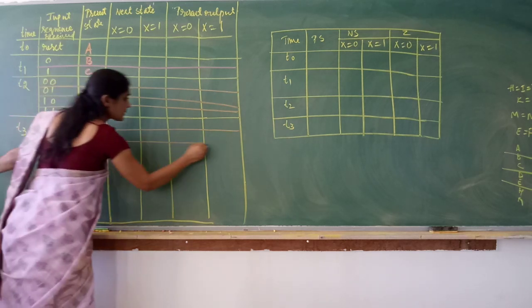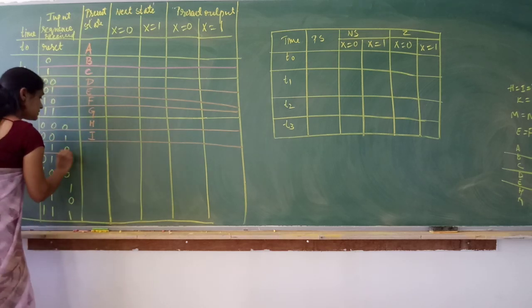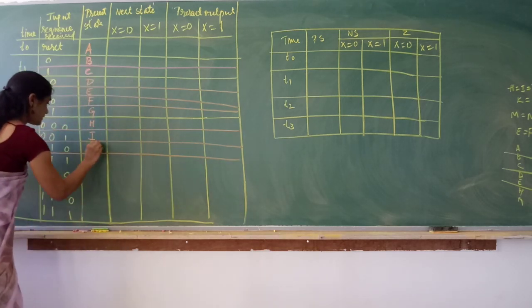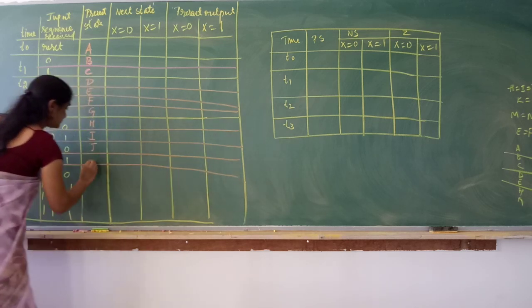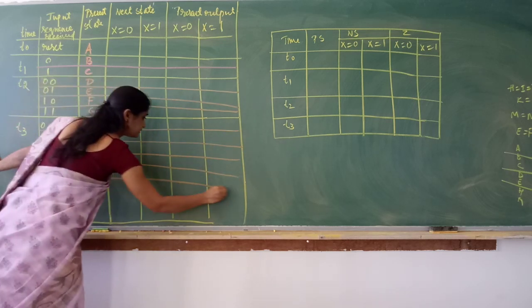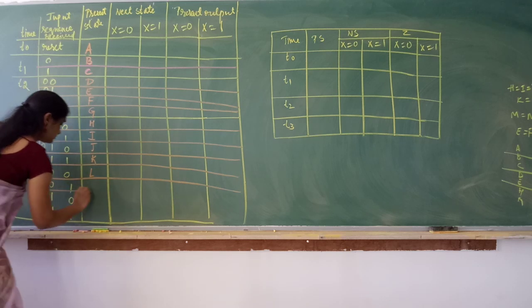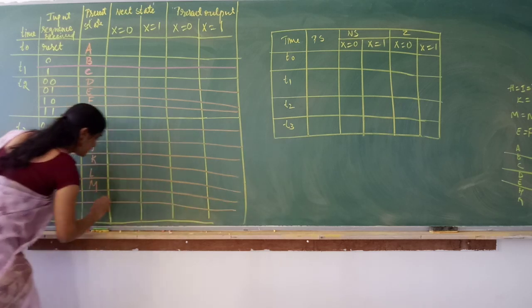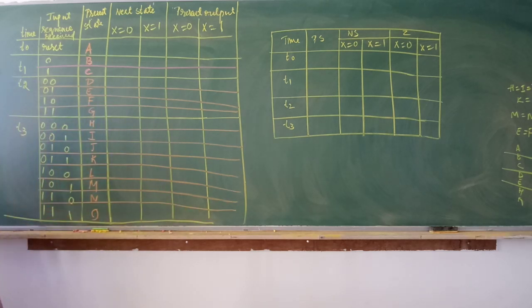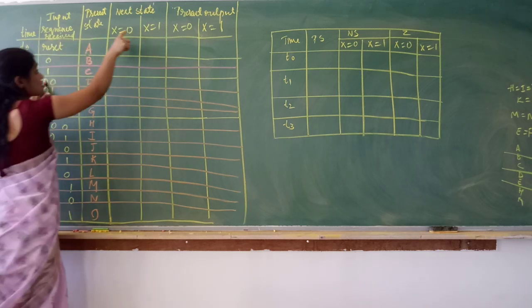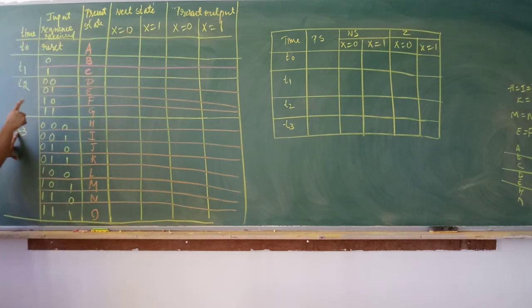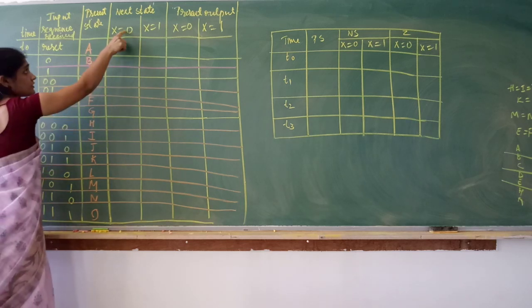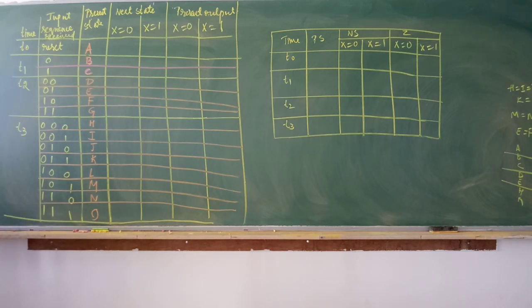Okay, H, I, J, K, L, M, N, O. Okay. Hope this is clear now. At time t2 we have 2 bits. Now I should receive the third bit. At time t3, the last one, I already have 3 bits. Now it is the time to receive the 4th bit. Okay. So now the table is ready.